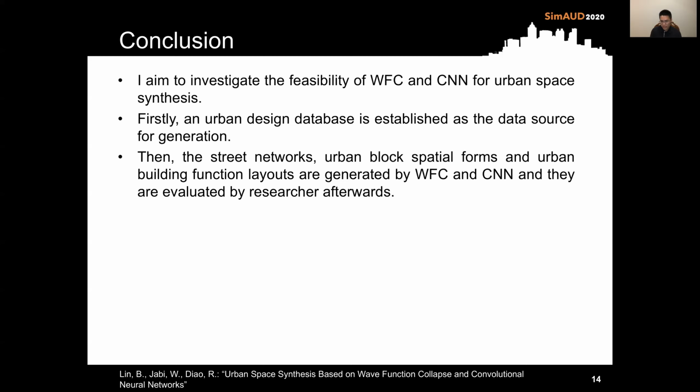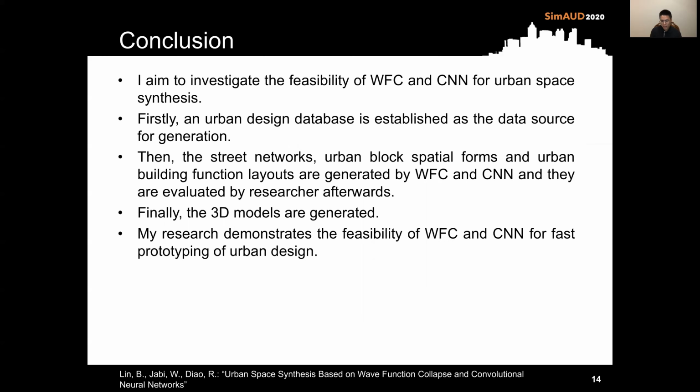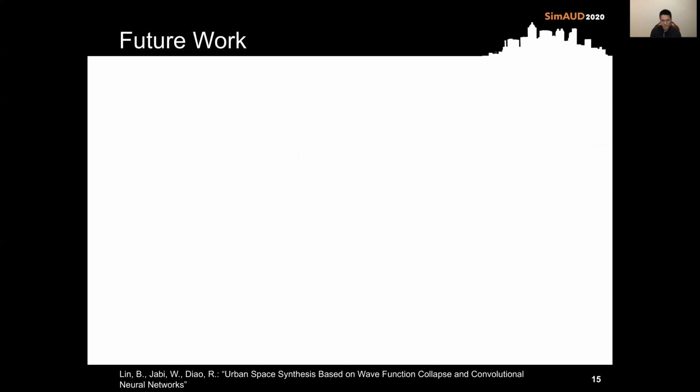Then, the street networks, urban block spatial forms, and urban building function layout are generated by wave function collapse and convolutional neural network, and they are evaluated by researcher afterwards. Finally, the 3D models are generated. My research demonstrates the feasibility of wave function collapse and the convolutional neural network for faster prototyping of urban design.